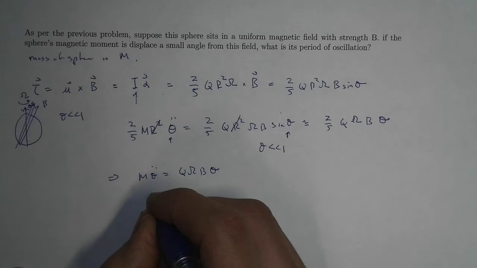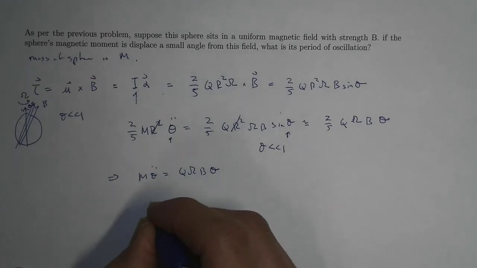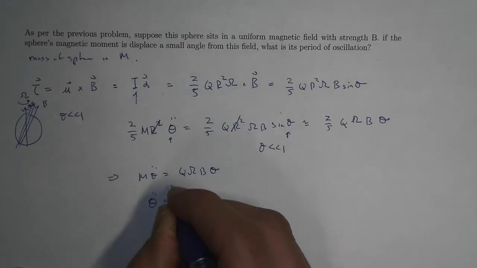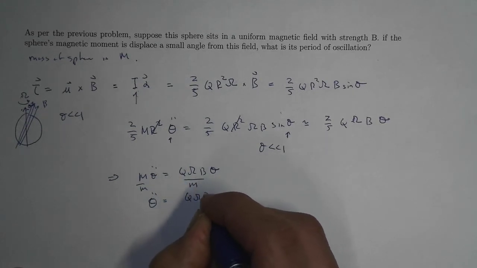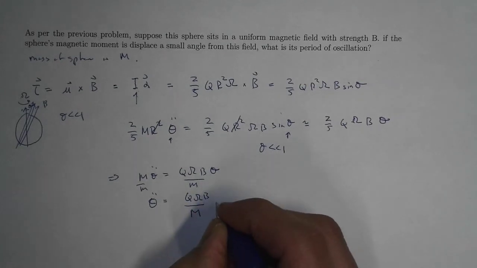Okay, so let's rewrite this equation as something simple. Divide by m on both sides. So this is going to be theta double dot equals q omega B over m times theta.